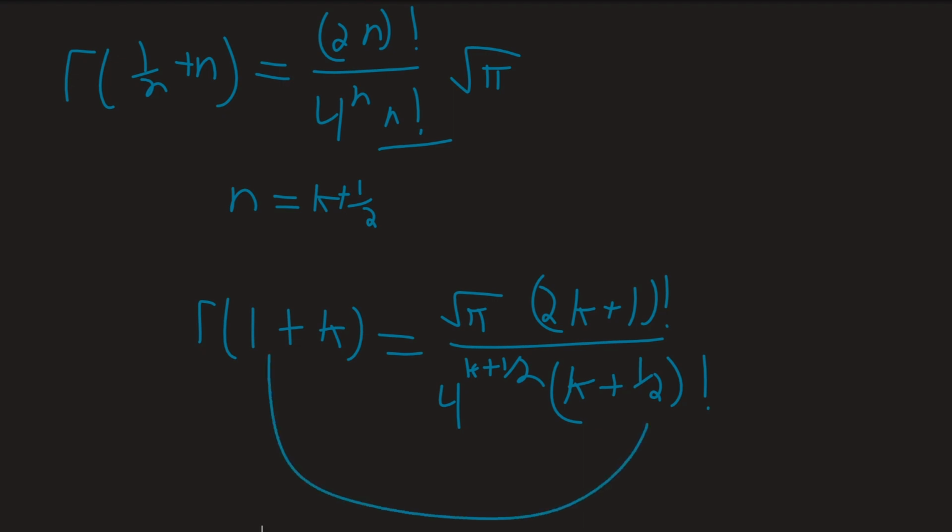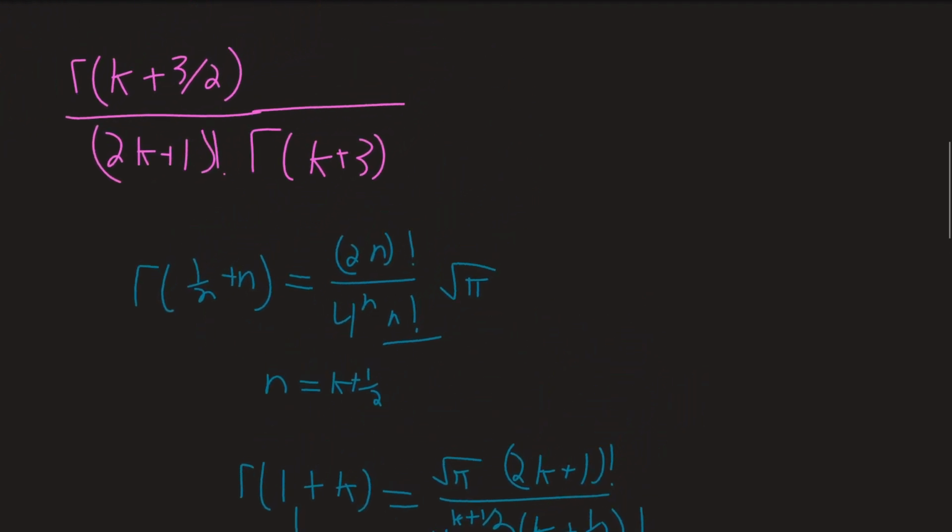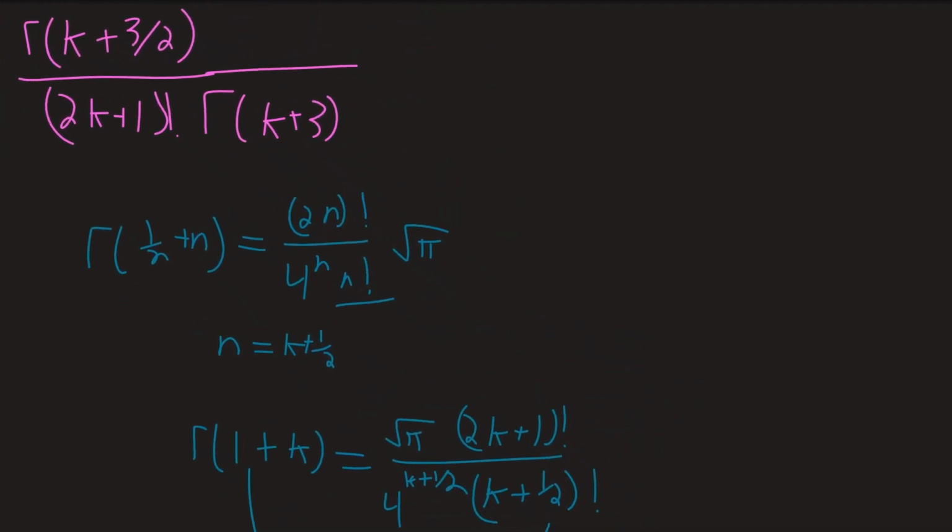And what we find then is that this numerator part, gamma of k plus 3/2, is just equal to the square root of pi over 4 to the k plus 1/2, but then times 2k plus 1 factorial divided by k factorial, and that's just gamma of k plus 1.